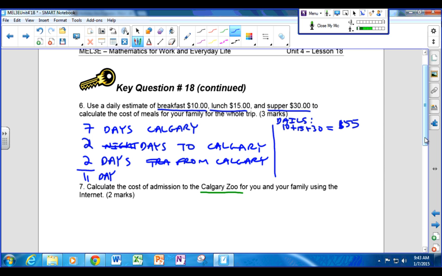Maybe that's a good estimate. Maybe it's a terrible estimate, right? So you would decide how much you're going to do. Maybe you're going to bring snacks. So for example, supper, $30. Well, maybe you plan to eat at McDonald's. So it's not going to be $30. It's still going to be a lot though. It's not going to be $5, right?